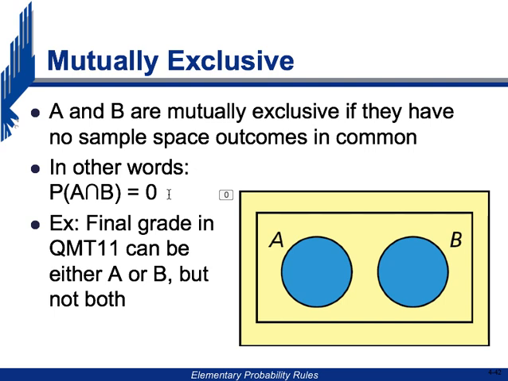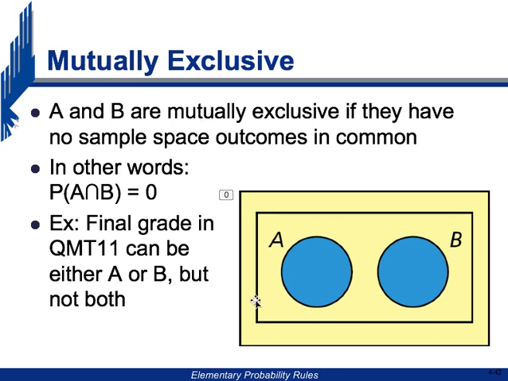Mathematically, this is how we write the presence of mutually exclusive events. If the probability of the intersection of two events is equal to 0, it simply means that these two events cannot intersect, or they cannot happen at the same time. In other words, they're mutually exclusive.